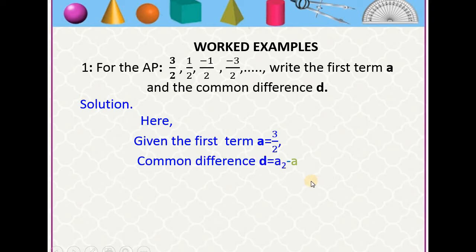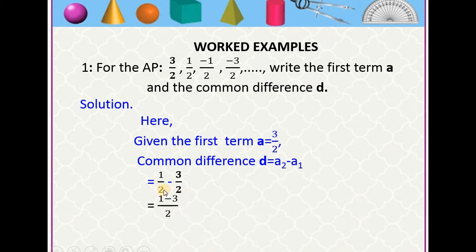Then we have to find the common difference. So the common difference d is equal to a2 minus a1. Second term minus first term. Here the second term is 1 by 2 and the first term is 3 by 2. So a2 minus a1 is 1 by 2 minus 3 by 2. Now the LCM of the denominators 2 and 2 is 2 only.